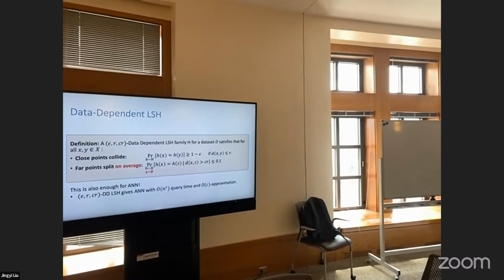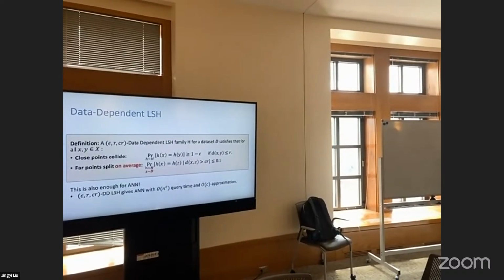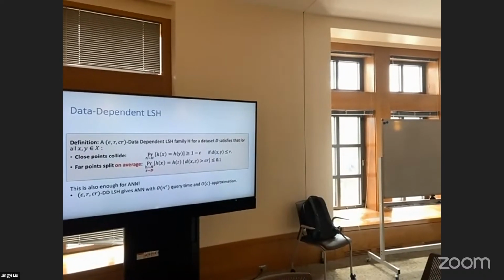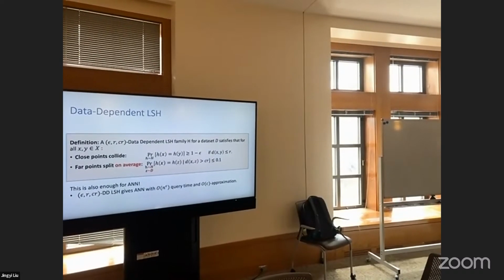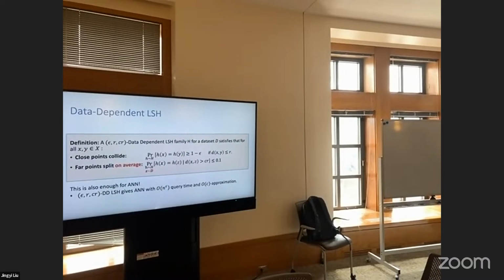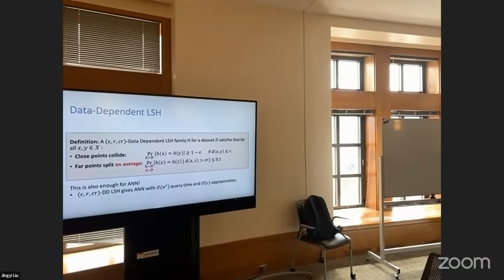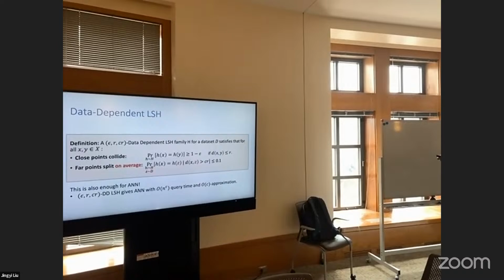Now, what are the guarantees? Well, the first guarantee is exactly the same. For any 2 points in your metric space, close points should collide with a good probability. But the weakening is that for points that are far, for any point x in my metric space, think of it as a query point, I only need to split from far points that are drawn from my data set on average. So I have a query point x, and I only need to split from far points on average over a random draw z from my data set, such that z was actually conditioned on being far away from x.